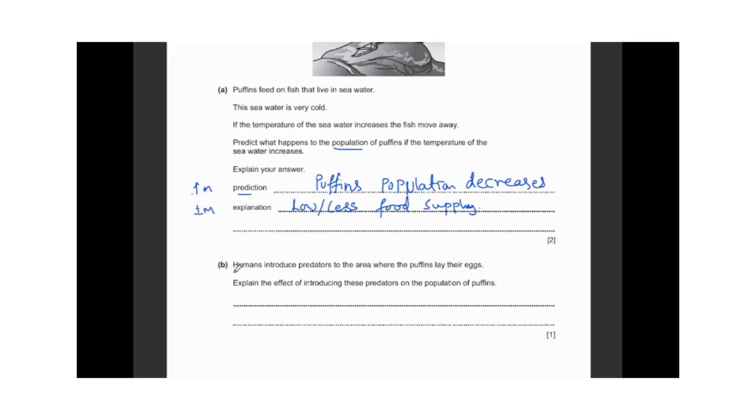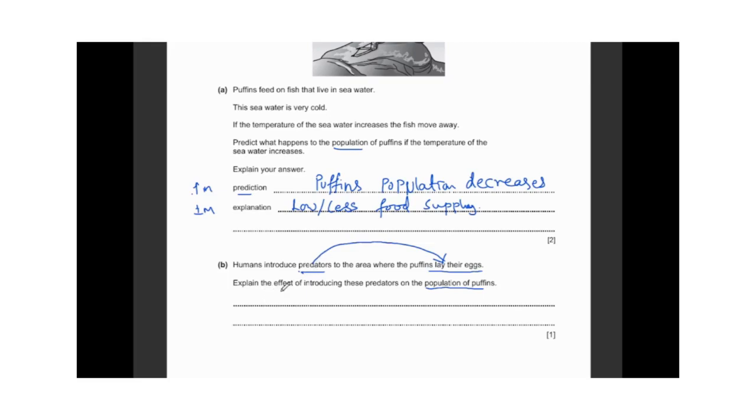Humans introduce a predator, that means a new organism is there in their habitat, to the area where the puffins lay their eggs. So wherever the puffins are laying their eggs, a new predator is introduced. Okay, a foreign or alien species is introduced here. Now explain the effect of introducing this predator on the population of puffins. Again we know that they are asking here about the population of puffins. Now whenever a new predator which is going to rely on puffins or puffins' eggs arrives, what will happen to the puffins? Of course in the end the predator will eat the puffins, so the population of puffins will of course decrease.